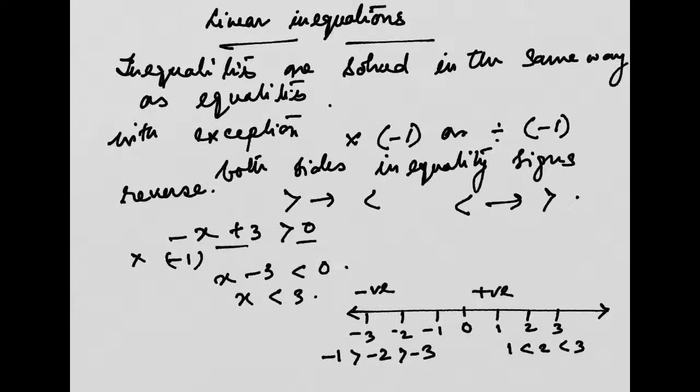So for any operation, suppose we multiply by -1: now -1 cannot be less than -2. It is always -1 greater than -2. That is why we need to change the sign when we multiply both sides by -1 or divide both sides by -1, all the same. We need to change the inequality sign from greater than to less than because of this reason.